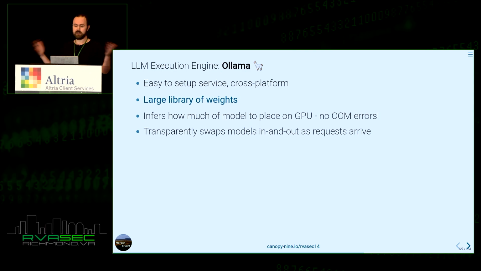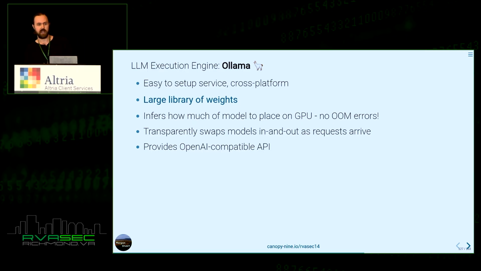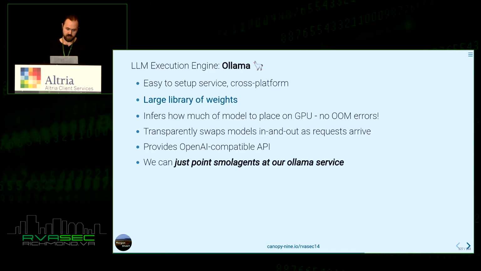It's going to transparently swap models in and out as you try different models. And it provides an OpenAI-compatible API, so you can develop with your Ollama locally, and then when you're ready to actually burn some cash, you can point it at OpenAI and start using their models. So we're just going to point the Small Agents library at our Ollama service.